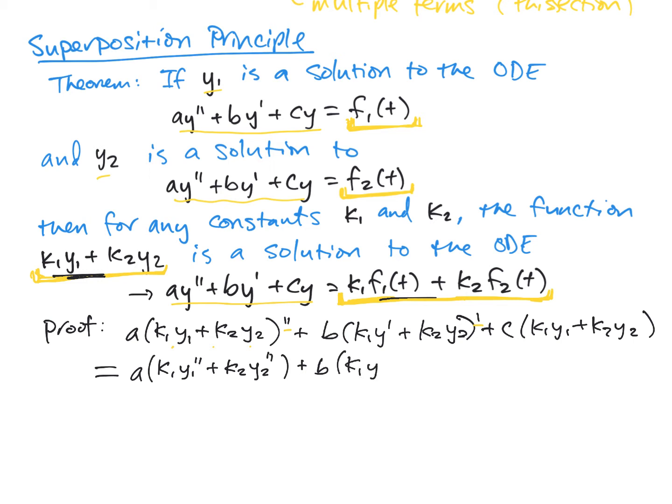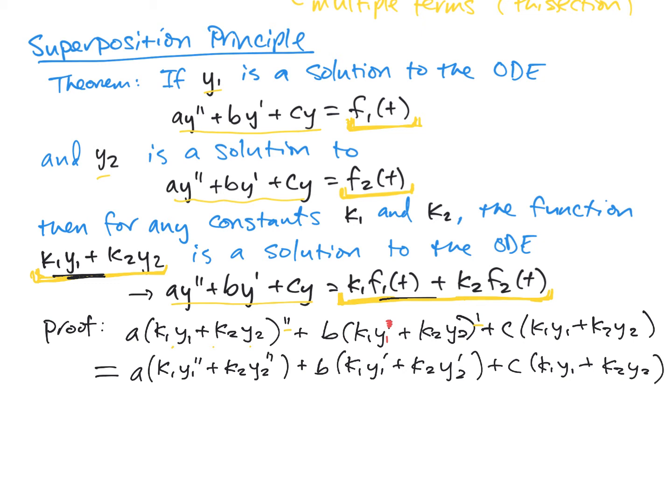Oops. So let me correct this here. That is not supposed to be there. That was a 1. There we go. Okay, sorry about that. And so then we get k1 y1 prime plus k2 y2 prime plus c times k1 y1 plus k2 y2.